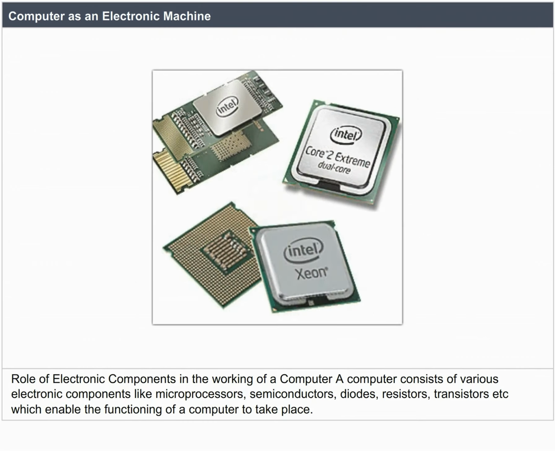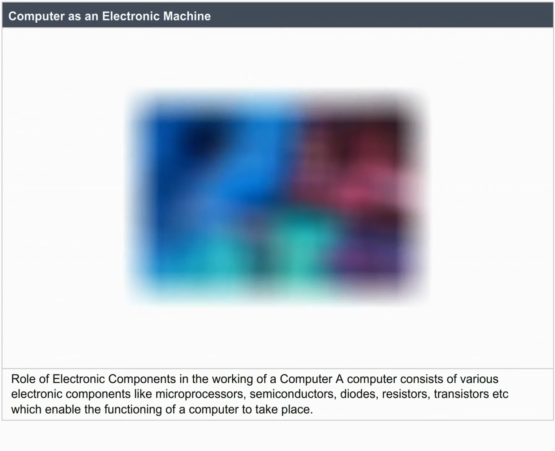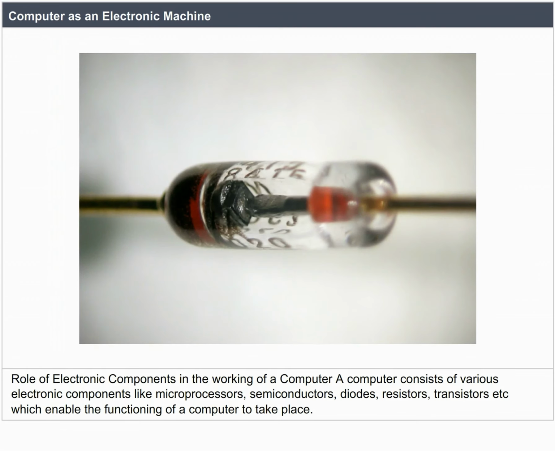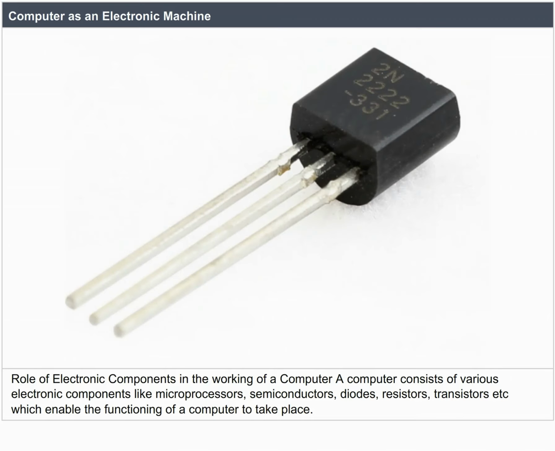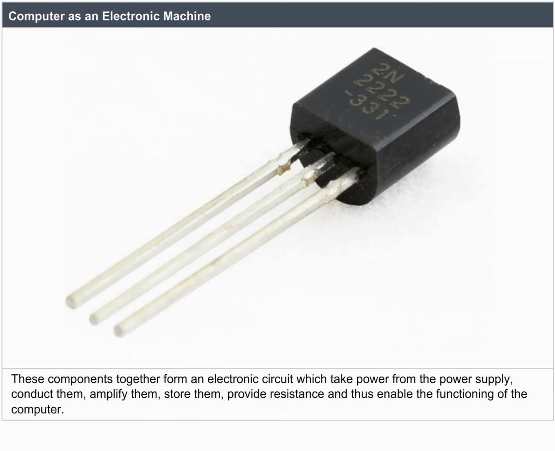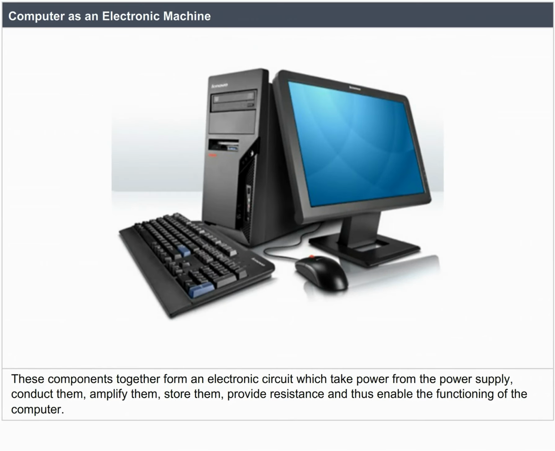Role of electronic components in the working of a computer. A computer consists of various electronic components like microprocessors, semiconductors, diodes, resistors and transistors, etc., which enable the functioning of a computer to take place. These components together form an electronic circuit which takes power from the power supply, conducts it, amplifies it, stores it, provides resistance, and thus enables the functioning of the computer.